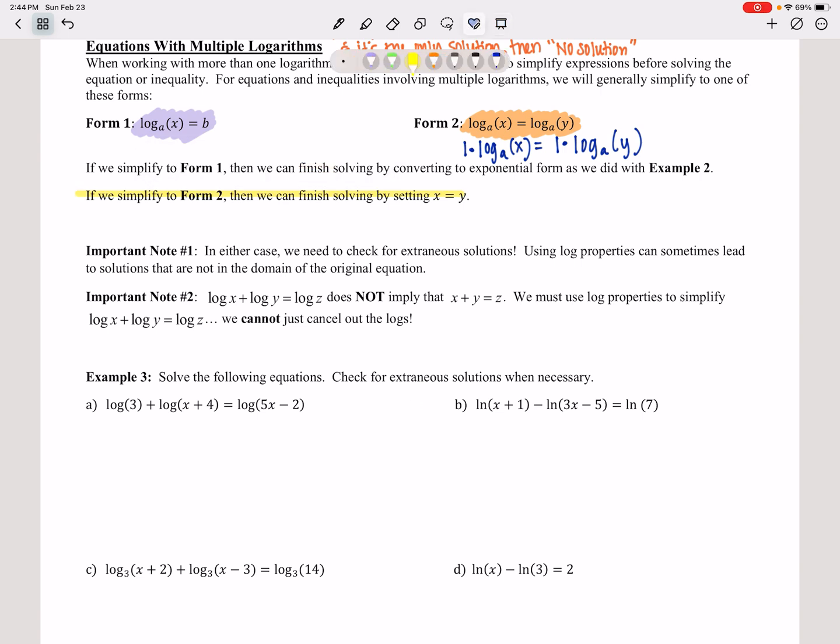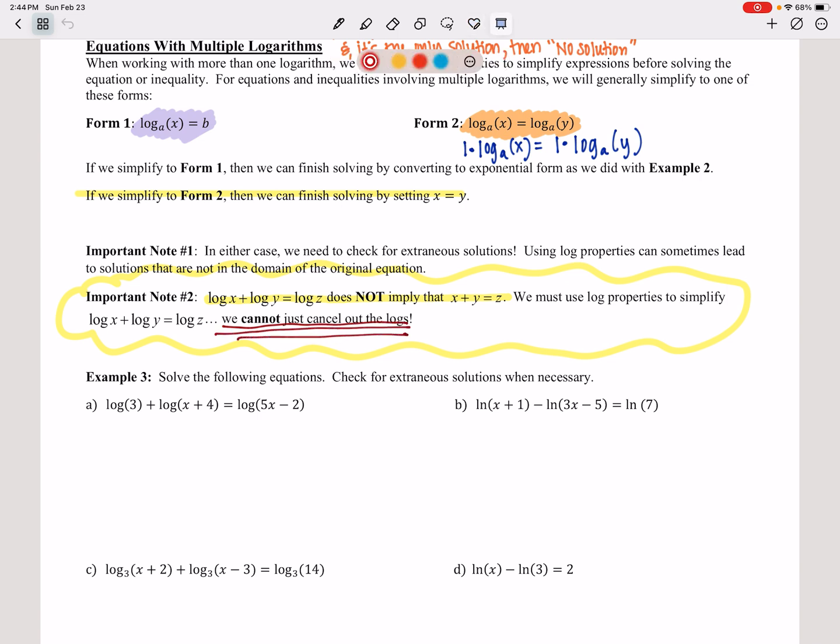It is a very important note, because this is a very common misconception with students, that if you have multiple logs in your equation, you can just cross off the word log. And that is not true. I'm going to underline this in red. You cannot just cancel out logs. You can't do it. Only if you are in form 2 can you set the arguments equal to each other.